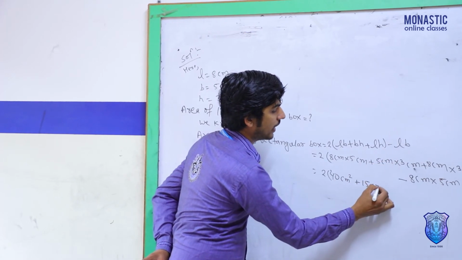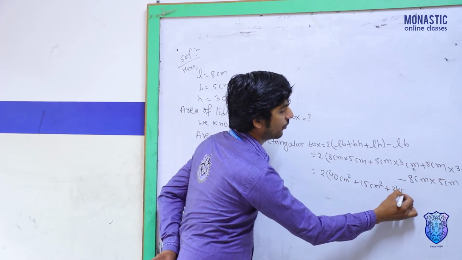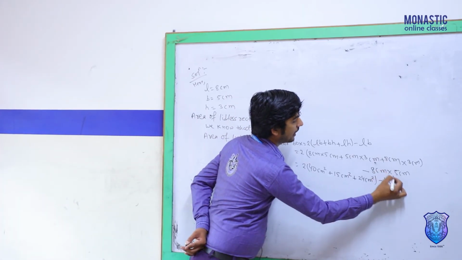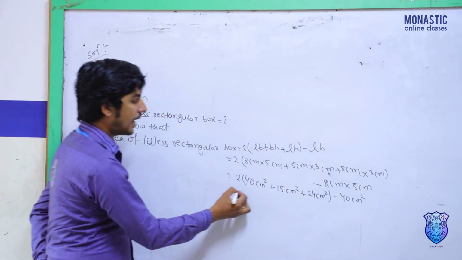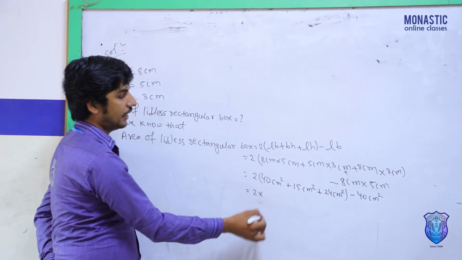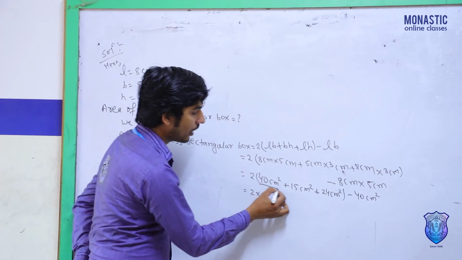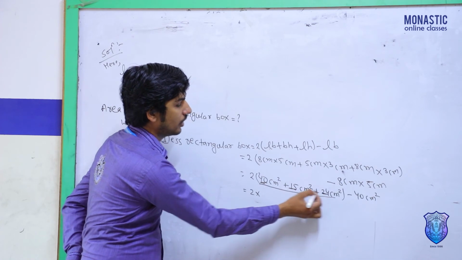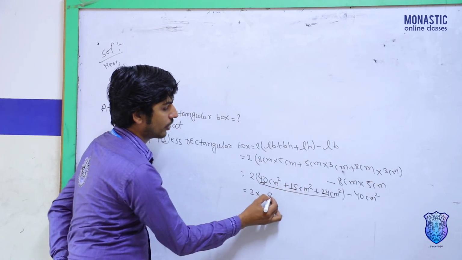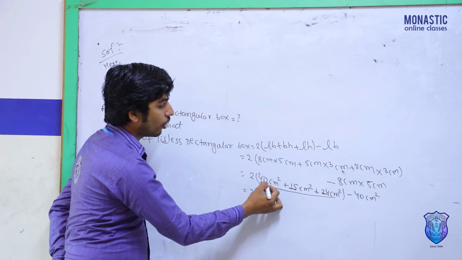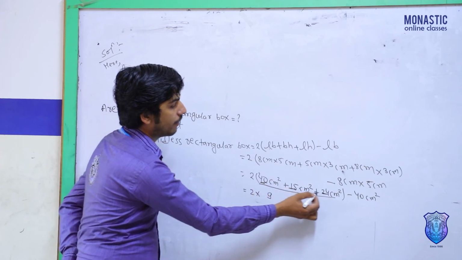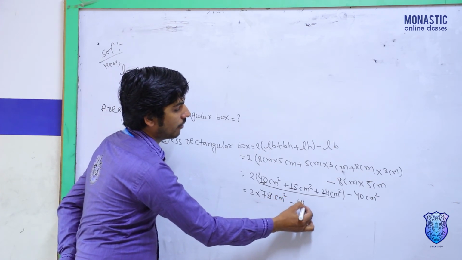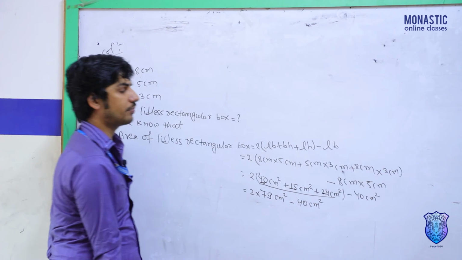cm into cm is square cm, 8 3s are 24 square cm, 8 5s are 40, cm into cm is square cm. After this, again, now add all these, which are 40, 15, and 24. So how much coming? The 5 plus 4, 9. 4 plus 1, 5. 5 plus 2, 7. 79 square cm minus 40 square cm.